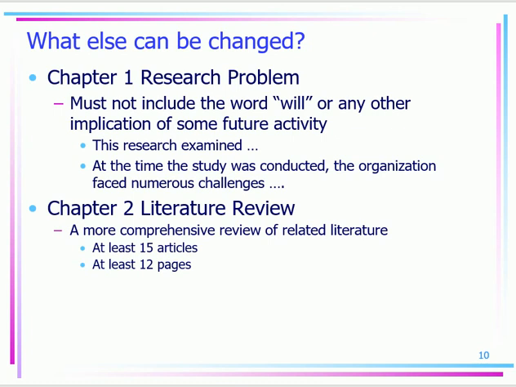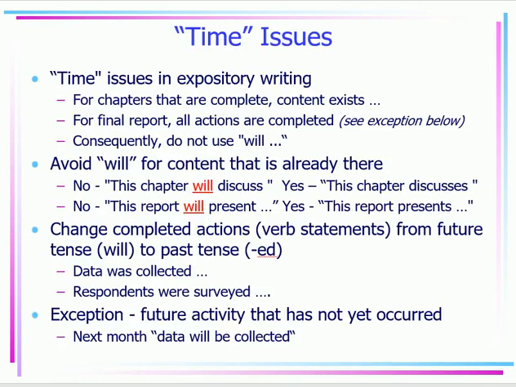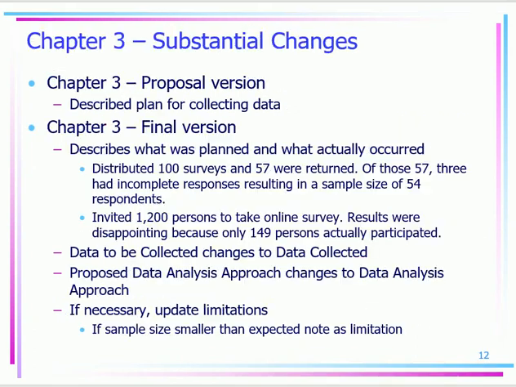Chapter 2, in your literature review, you probably have to expand it for your capstone class because you did 6 or 7 pages in this class. They usually want 12 to 15 in a capstone format. I've talked before about the time issues. In expository writing, we're really not going to say will. You're not going to just use the word will anywhere. Maybe there's something in your report where it's still going to be done. Will be presented to leadership. Okay, you could leave it there. But in most cases, you change everything to past tense.